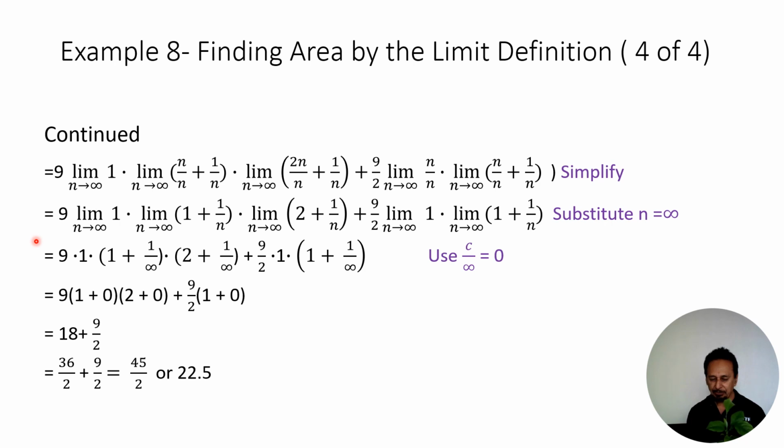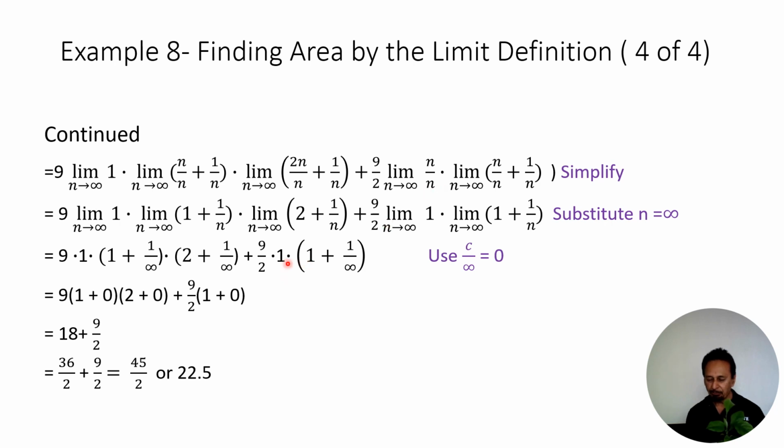We further simplify. We have 9 times limit of 1. You see, n over n is 1, n cancels and gives you limit of 1 plus 1 over n, and the next gives limit of 2 plus 1 over n. Here n cancels and gives you limit of 1. Here n cancels and gives you 1, and limit of 1 plus 1 over n. Now we directly substitute n equal to infinity. The limit of 1 is 1 because 1 is a constant, so we have 9 times 1, times (1 plus 1 over infinity) times (2 plus 1 over infinity), plus 9 over 2.